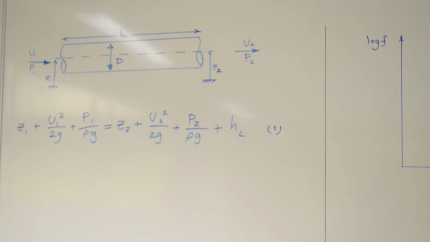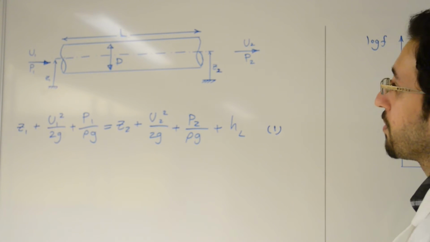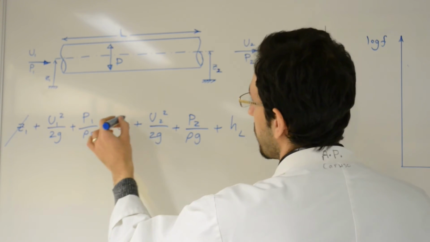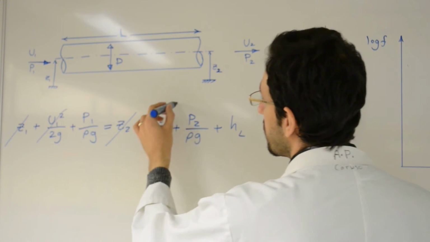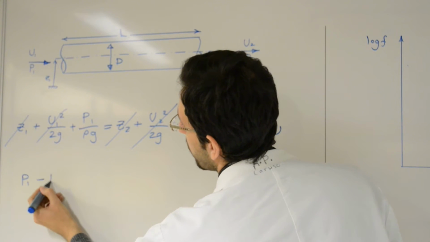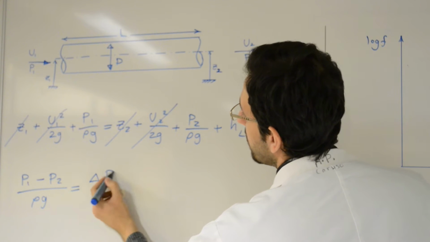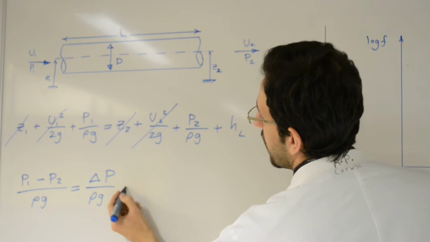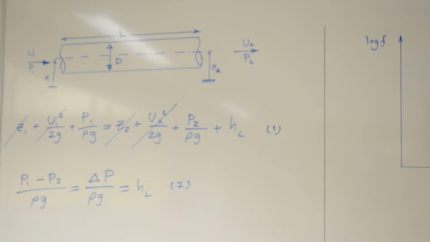And HL is the head loss due to friction. I can further simplify this equation. Because we have a horizontal pipe, we can get rid of Z1 and Z2, and because of continuity, U1 and U2 are equal. So you're left with P1 minus P2 over rho g, that I call delta P, is equal to HL. And this is equation 2.